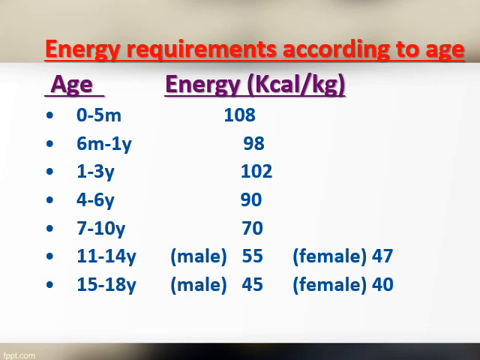This table shows the energy requirement according to age. For example, a child aged 4 to 6 years requires 90 kilocalories per each kilogram of his body weight. And as you see, at puberty, the energy differs according to gender.